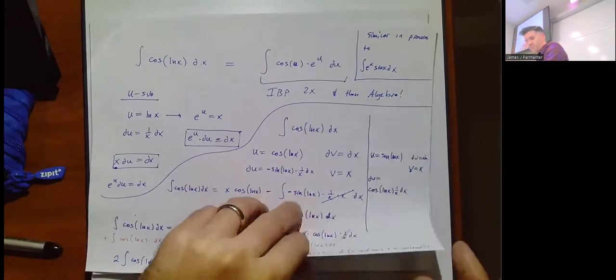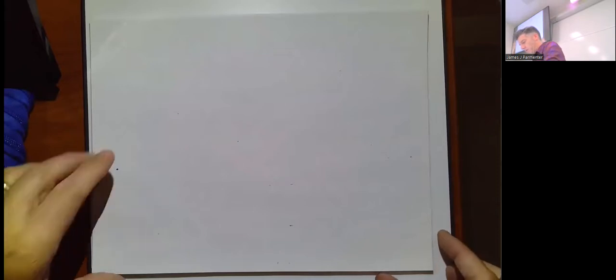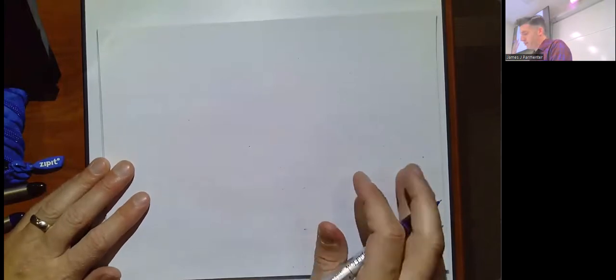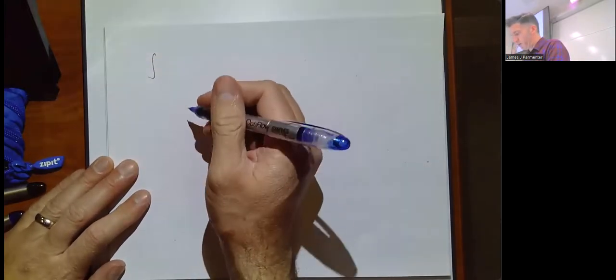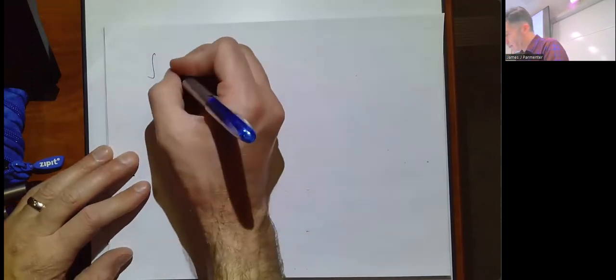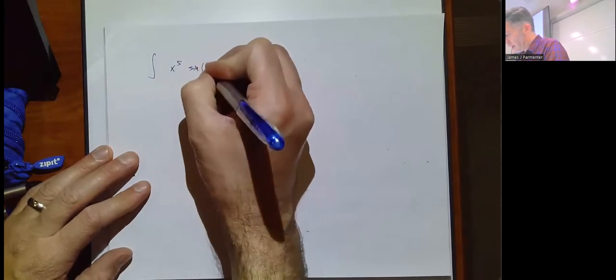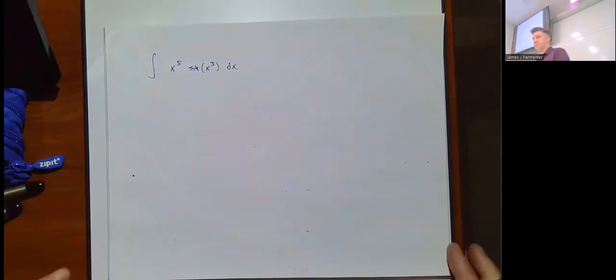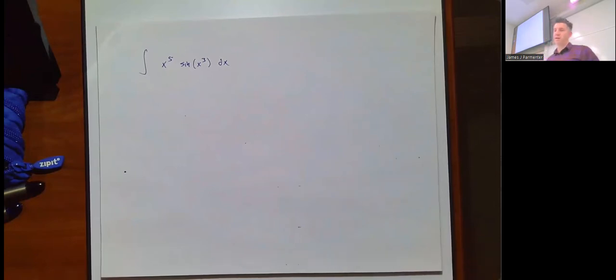Sorry. So let's say we have something like the integral of x to the 5th sine of x cubed dx. This is some terrible stuff I would come up with if I was writing a hard test. So this looks awful. I don't see really a good path at all, to be honest.